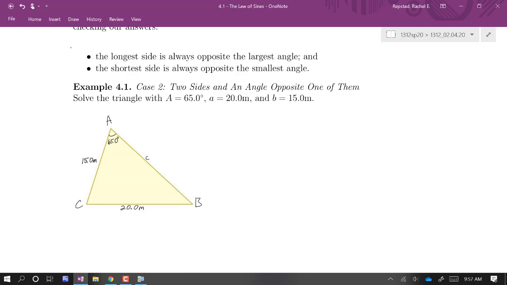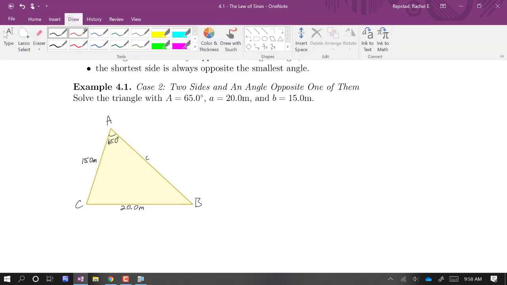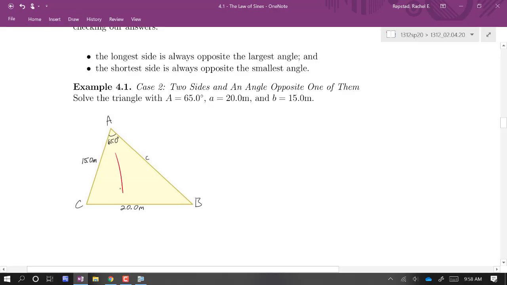We could find angle B first, because I have this matched pair, and then I have an incomplete pair here. I can't do anything with side C or angle C yet, because both of those are unknown, so I just have to leave it. But I can find angle B.